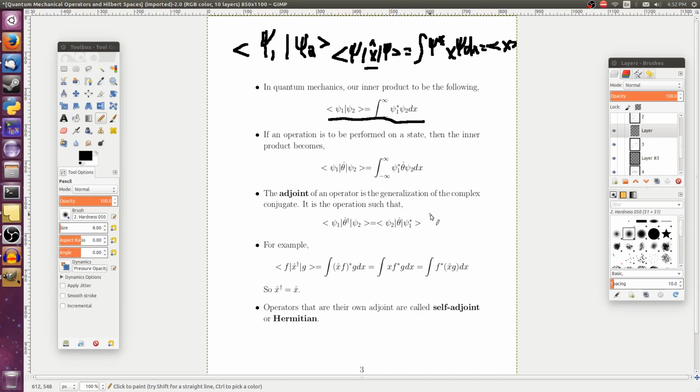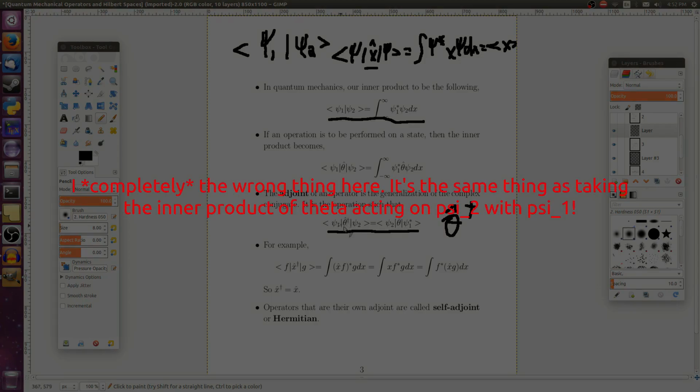Another thing that we can do with an operator is take the adjoint of an operator, which, if the operator is theta, we always denote as the operator and then the dagger symbol. It's a generalization of the complex conjugate, but for an operator. So it's the operation such that if you take the inner product of, let's say, psi1 and psi2 with theta dagger, it's going to be the same thing as swapping the states, but taking the conjugate of the second one.